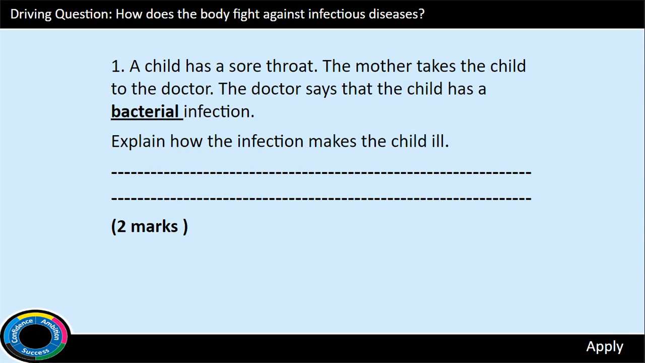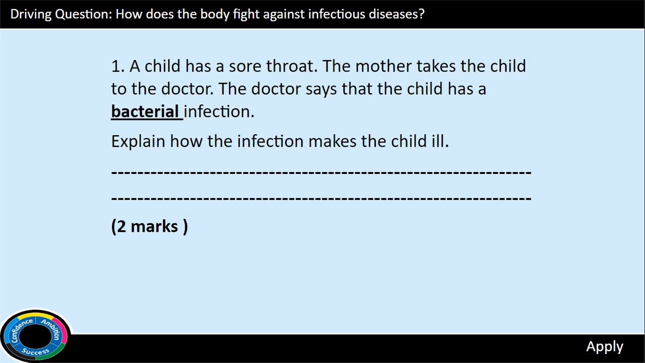Right. So, a bit of a challenge. A child has a sore throat. The mother takes the child to the doctor. The doctor says that the child has a bacterial infection. Explain how the infection makes the child ill. So, this is quite tricky.